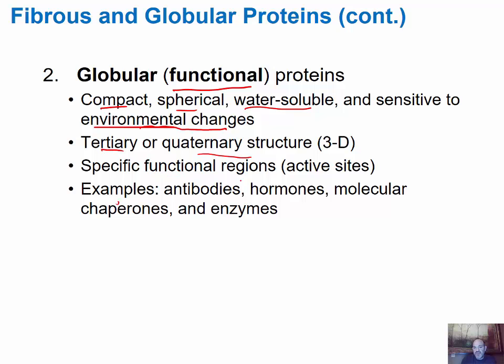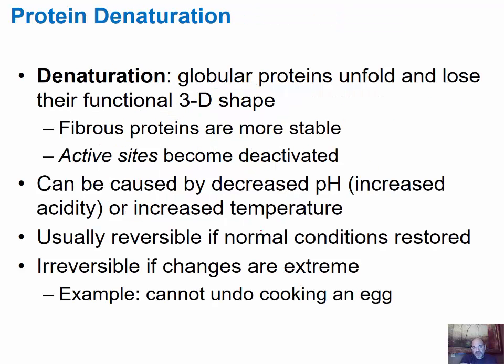So they are tertiary or quaternary in structure. They have specific functional regions or active sites. Examples of these globular proteins include antibodies, which help protect us when we've been exposed to some kind of disease agent, hormones like insulin, molecular chaperones, which help fold proteins, and then enzymes, which are the biological catalysts to help your metabolism run.